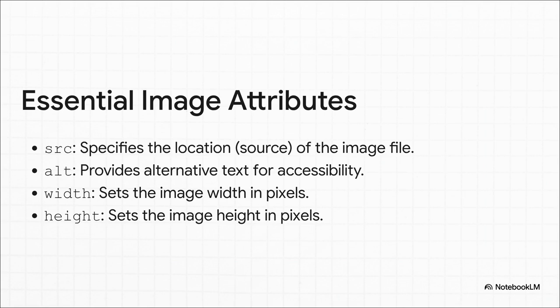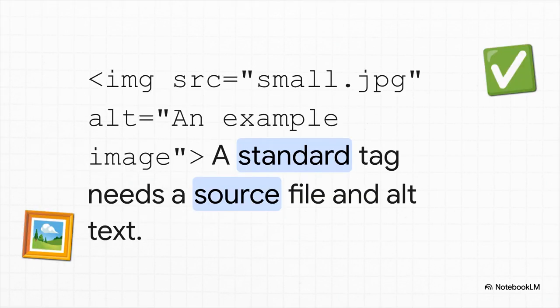Besides source, the alt attribute is incredibly important. It gives a text description for screen readers, which makes the web accessible to everyone, and it's also what you see if the image file breaks. Then width and height do more than just set the size. They help the browsers save the right amount of space so the page doesn't jump all over the place while it's loading. So if you put that all together, a standard everyday image tag looks just like this. You've got the source file, small.jpg, and then that all-important alt text describing what the image is.